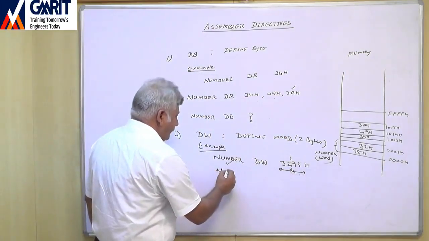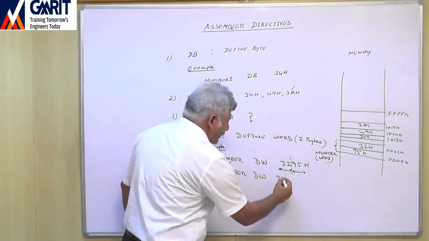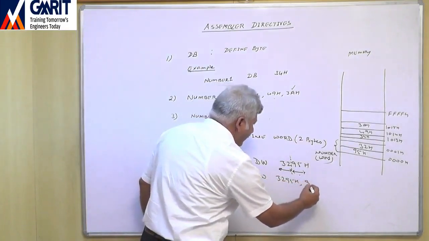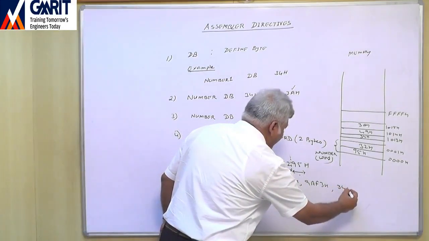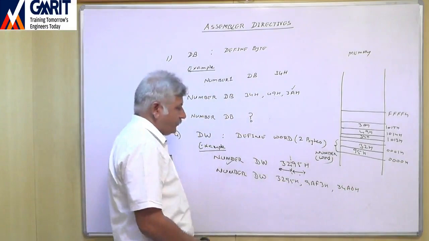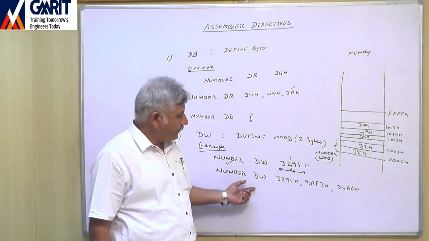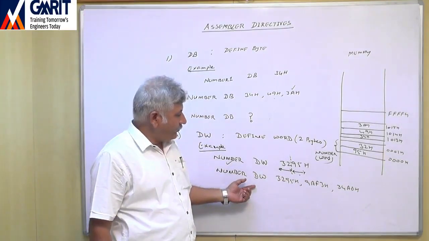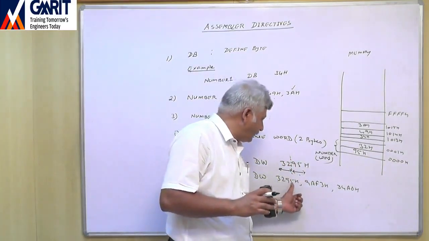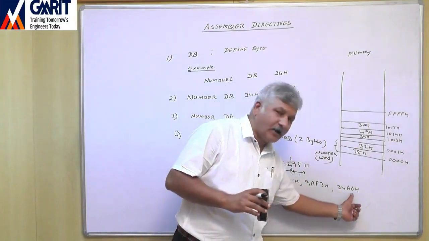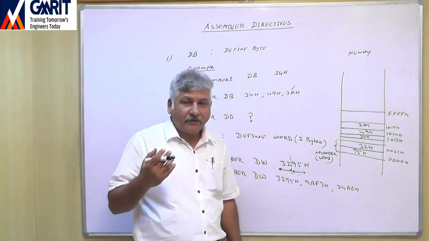Another example is number, define word, 3295H, 9AF3H, 34A0H. So here this statement will inform the assembler to reserve a few memory locations for three words. So this is the first word, this is the second word, and this is the third word, right? So reserve memory locations for my three words.